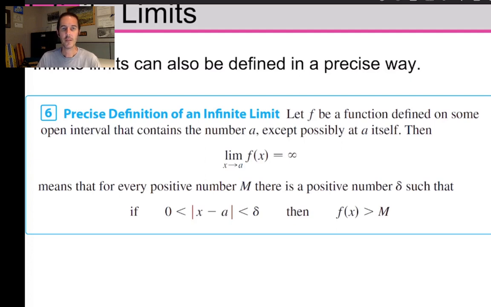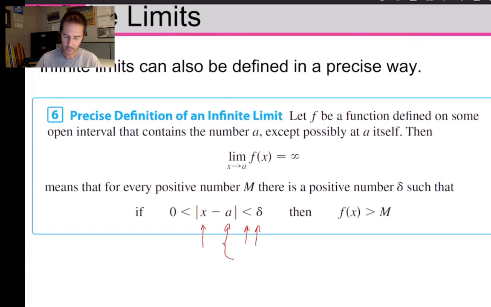Precise definition of an infinite limit. So here what's happening is we're working with x values that are within delta of some particular a value. Yes, it's still this a value. And as a result of keeping our x values within plus or minus delta from a, the result will be y values that are larger than some predefined y value.